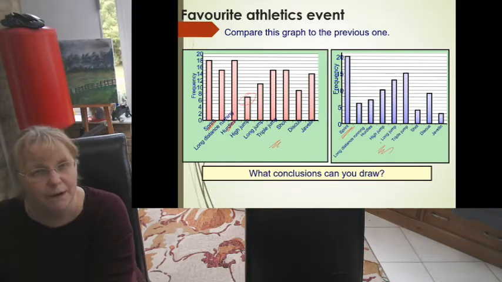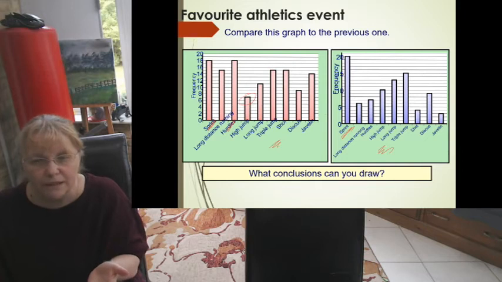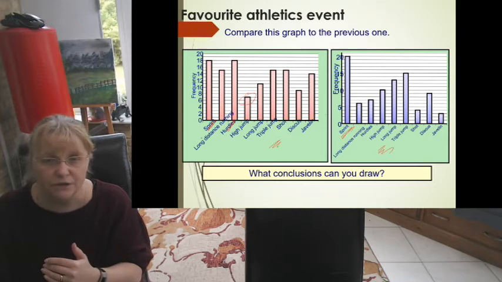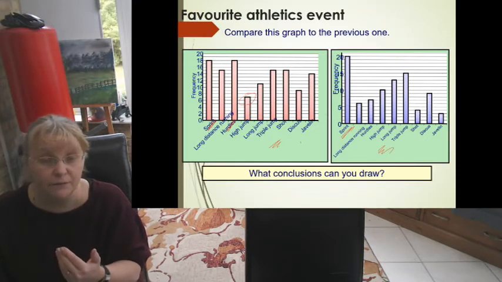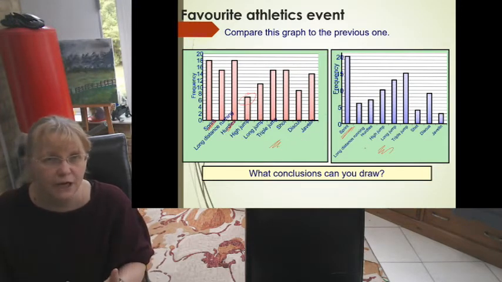So why do you think that might be the case? We don't actually know why this might be the case because it doesn't give us any more information, but the fact that long distance running was so much bigger and also hurdles was much bigger than this one, I'd probably say this may have been in the spring or summer, where this might have been in the winter, so you weren't doing as much outdoor sports.